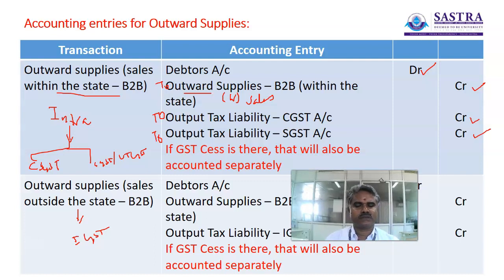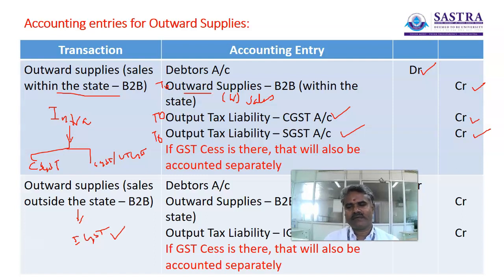So when you supply within the state, debtors account debtor, to sales, to output tax liability CGST and SGST. Okay. Then outward supply, sales outside the state. Outside the state means interstate. Interstate, here you have to charge only IGST instead of CGST, SGST or UTGST.